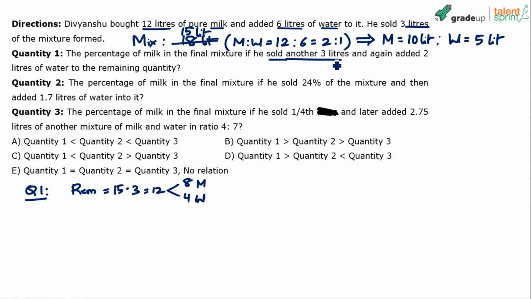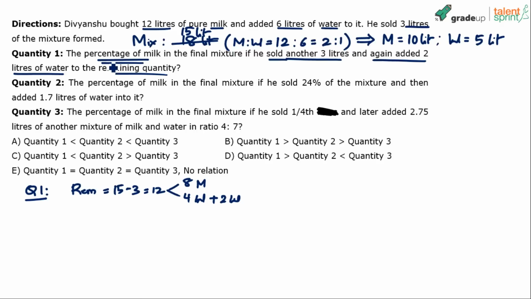And after selling 3 liters, we are left with 15 liters. We are left with 12 liters, of which this is milk and this is water. And he again added 2 liters of water to the remaining mixture. So plus 2 liters of water. 2 more water has been added. So we had 8 liters of milk and 4 liters of water. He has added 2 more liters of water. So now what is he asking us to find out?